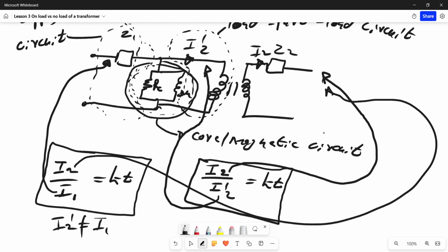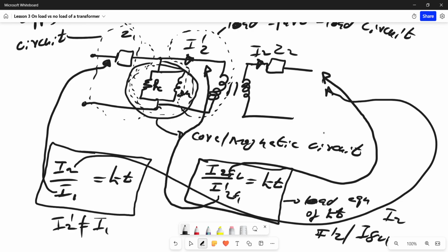Okay, so when you're using this equation, I like calling it the load equation of KT. Why? Because this is the load current in the secondary, so it's I2 full load, and then this is I prime 2, which is I full load 1. So I2 is I full load 2.